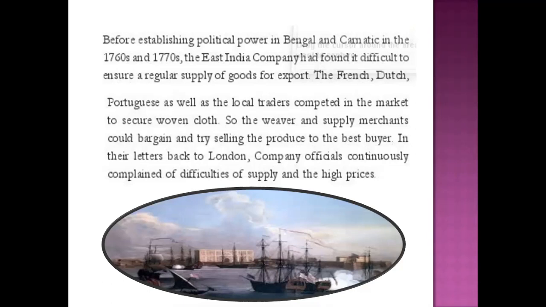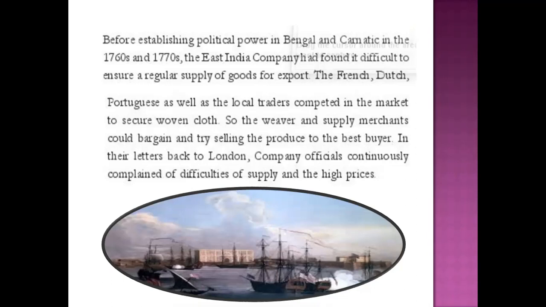The Dutch, Portuguese, and French were already there in India, as well as local traders. They were competing with them. So the weavers and supply merchants could bargain with whomever they wanted.